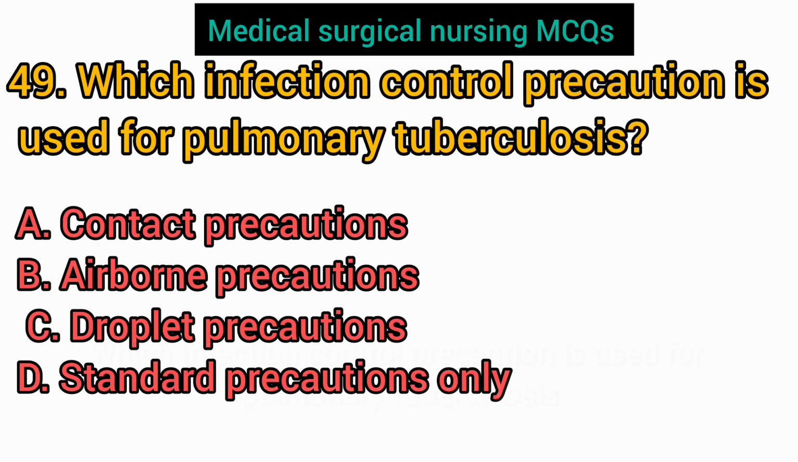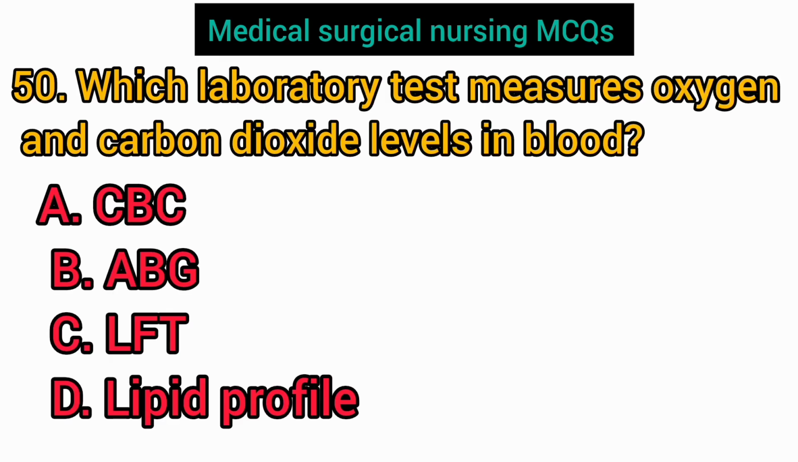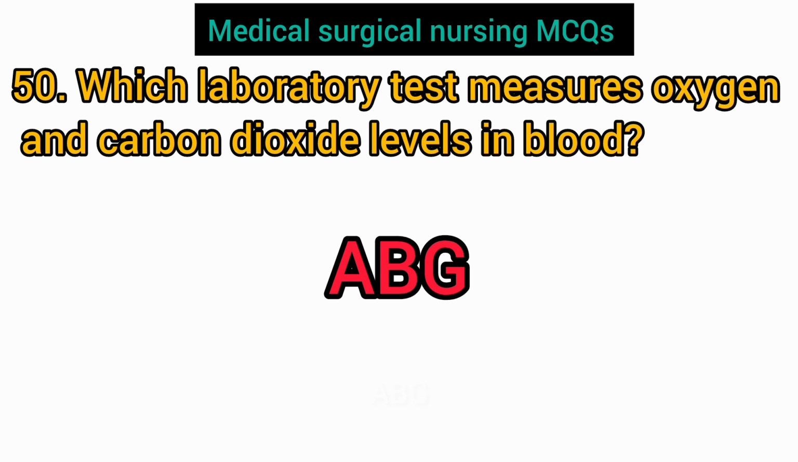Which infection control precaution is used for pulmonary tuberculosis? Airborne precautions. Which laboratory test measures oxygen and carbon dioxide levels in blood? ABG.